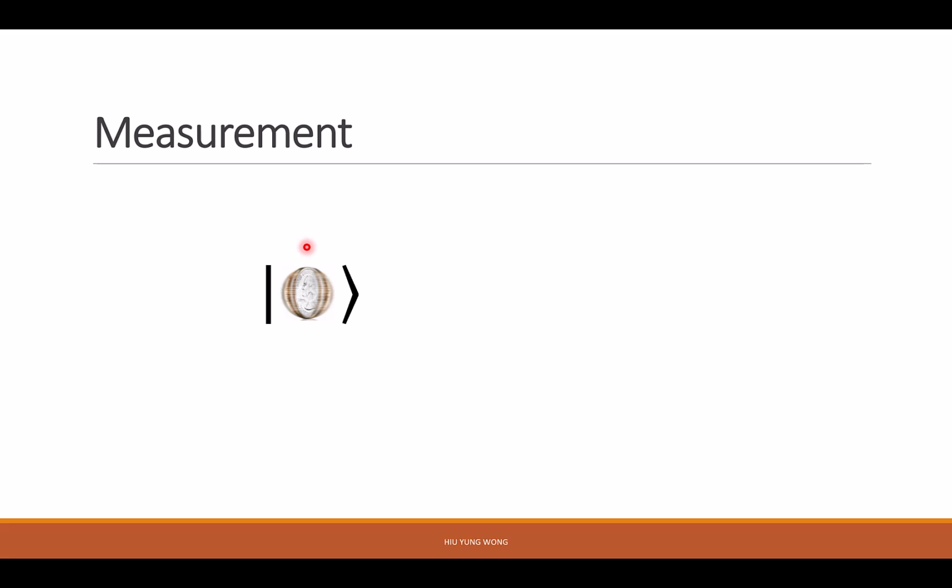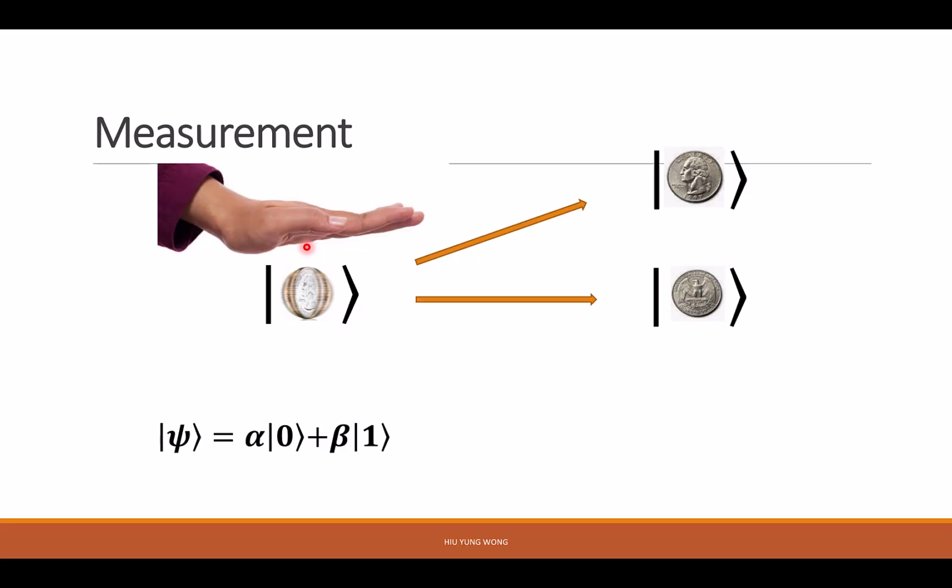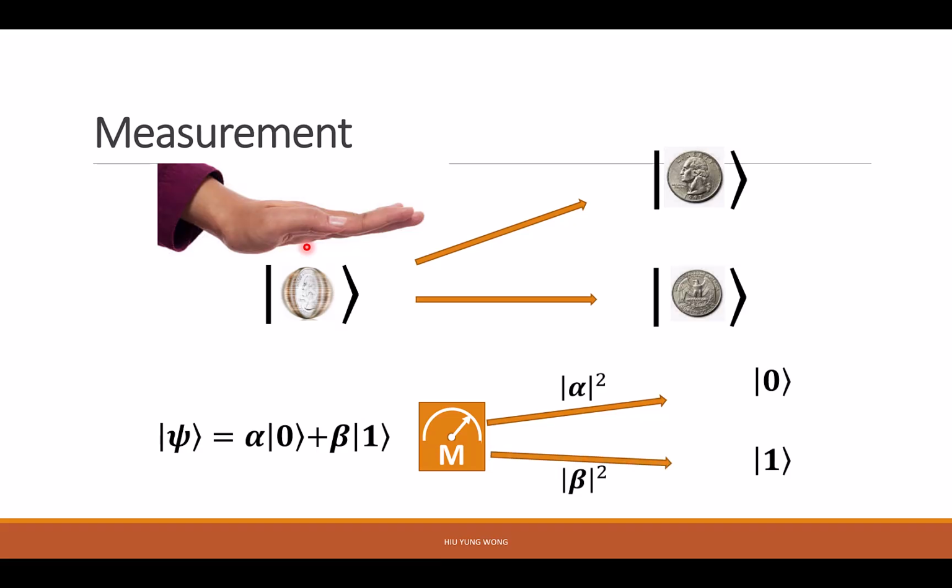How do we do measurement? Flip a coin and see where it lands. Yeah, stop the coin. When you stop the coin, what will happen? Either head or tail. Same, if I have a superposition state and I try to do a measurement, it will give me one of the basis states.